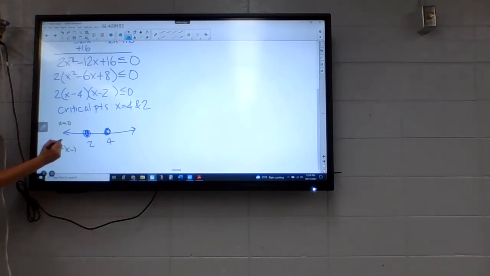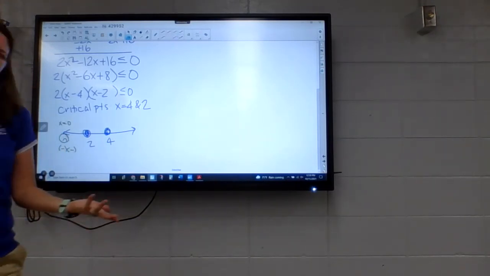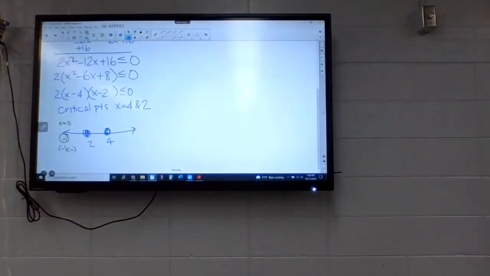Yes? So do you just forget about that original, or the 2 you took out of it? Well, multiplying it by 2 is not going to change anything. Okay. So you can use it, you can get rid of it, however. Yeah, the times 2 isn't going to change the signs or anything.